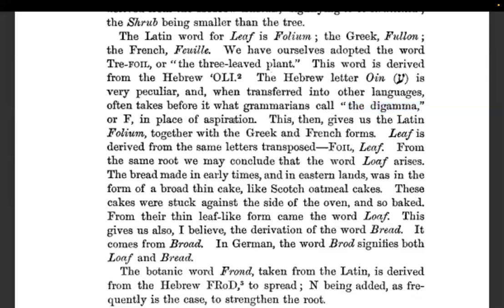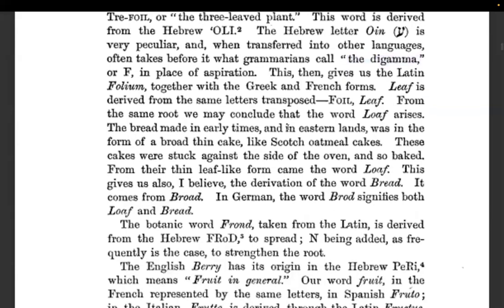But either way, it says that often the ayin takes the F in the beginning of it for many of the words. It says this then gives us the Latin folium together with the Greek and French forms. Leaf is derived from the same letters transposed, foil, leaf. It's just the letters are in a different order. And you can see there's a little bit of difference in the vowels.